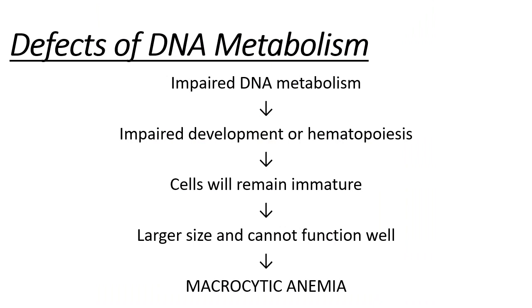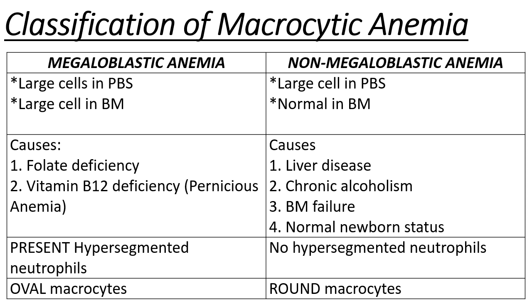Next topic for defects: we can further classify macrocytic anemia to megaloblastic anemia and non-megaloblastic anemia. So, paano ito na-differentiate in the laboratory? We will request for peripheral blood smear and bone marrow aspirate. So, ano ang difference ng dalawa?